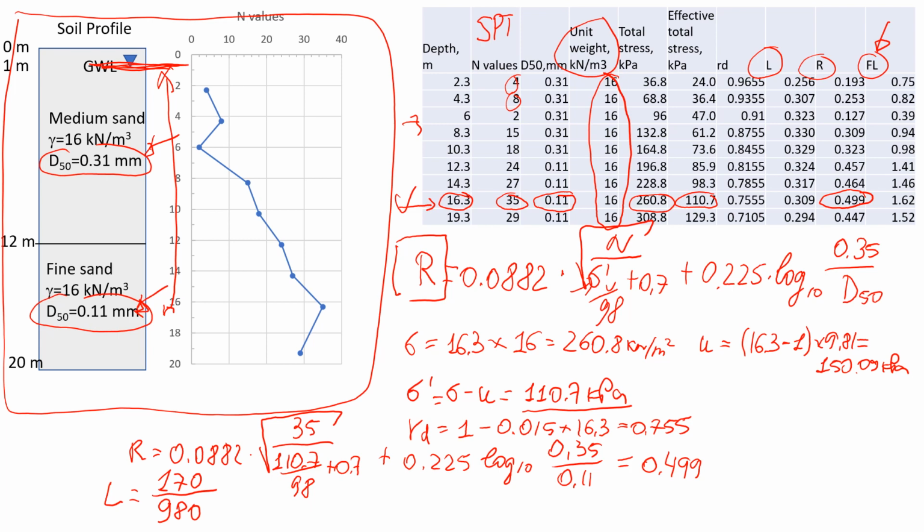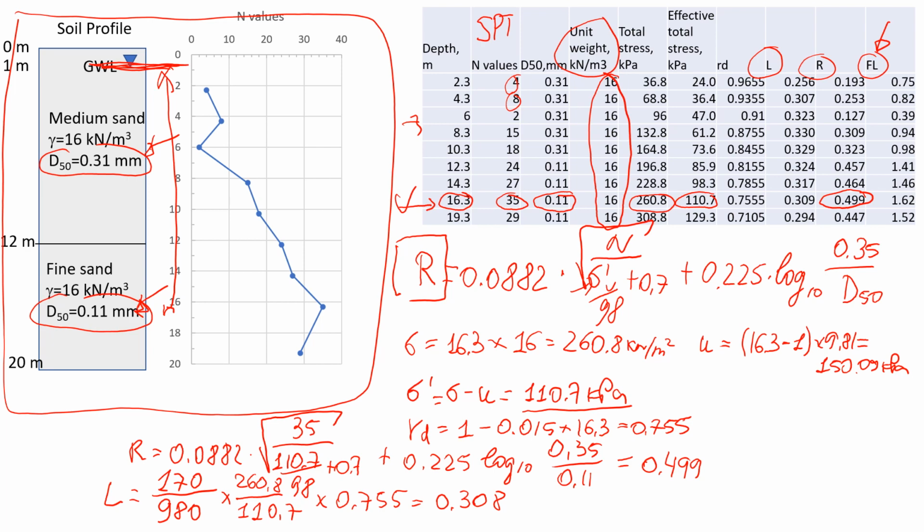Then we are going to have the ratio between total stress, 260.8, and the effective stress, which is 110.7. And we're going to multiply by the reduction factor, which we already found. It's 0.755. And that will approximately give us a value of 0.308.